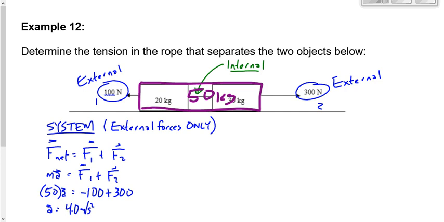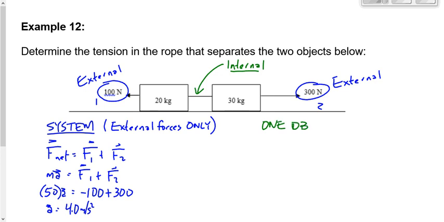Now, we're not done yet. We're not done yet at all. We're halfway there. Now what I want you to do is analyze one object. Pick an object. I don't care which one. I don't care whether it's object number 1 or object number 2. Pick one object. This time you're going to analyze the internal and external forces.